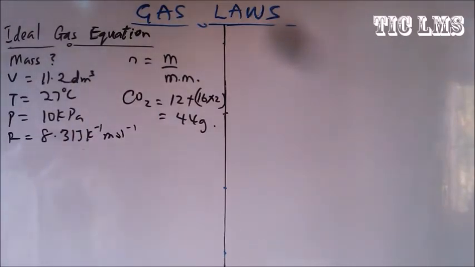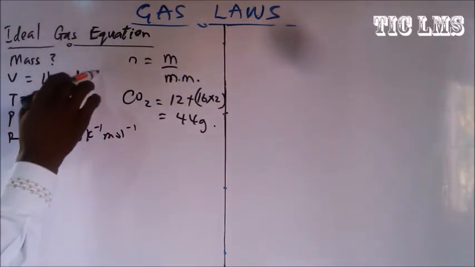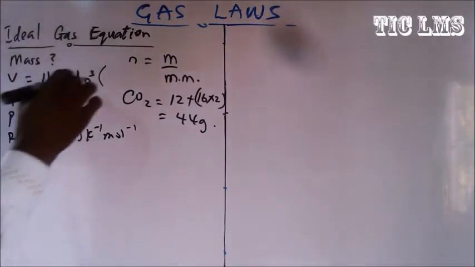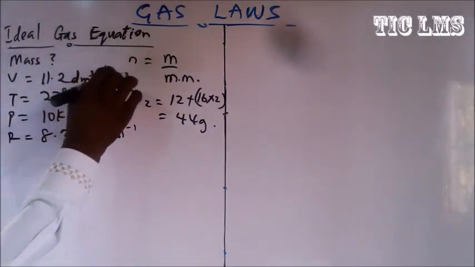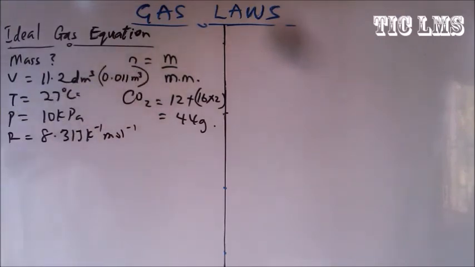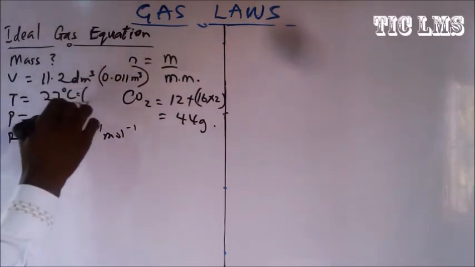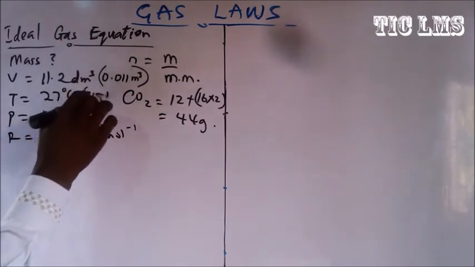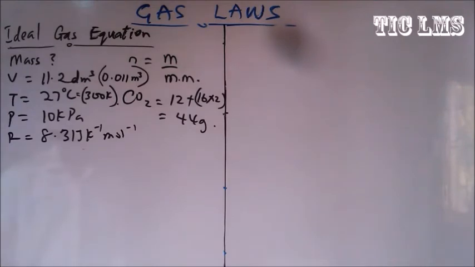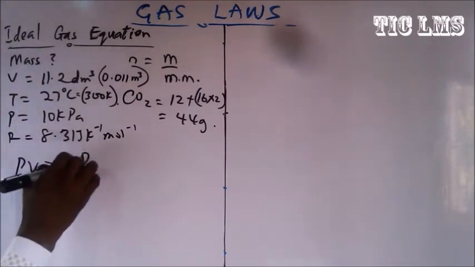Also, before we proceed, we need to have this in meter cubed. This dm cubed will be converted to meter cubed, and that will be done by dividing by 1000, and that would give 0.011 meter cubed. And then this temperature, which is 27 degrees Celsius, will become 300 Kelvin. That is, we'll add 273 to 27. So next we have that PV equal to nRT.